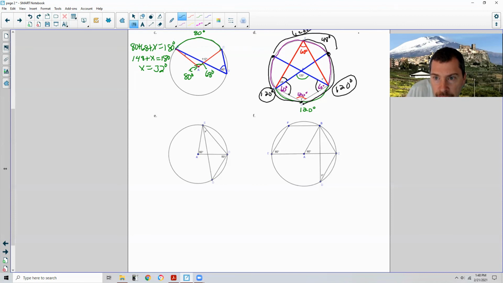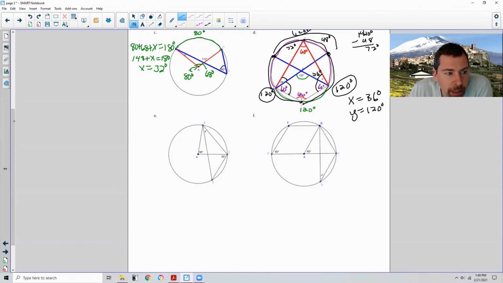So if this is 48, this piece here is 120 degrees minus 48, which is 72 degrees. So this arc right here, from this point here over to E, is 72 degrees. And that is what X is intercepting, and X is half of 72, so therefore that has to be 36 degrees. So X equals 36 degrees, Y equals 120 degrees. All right, that one was a lot more complex.